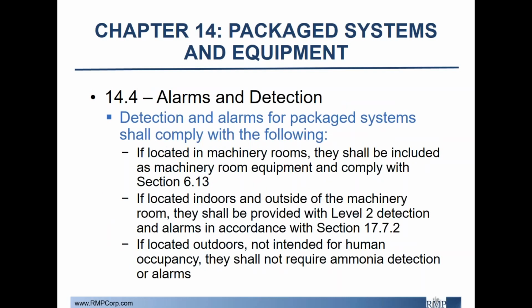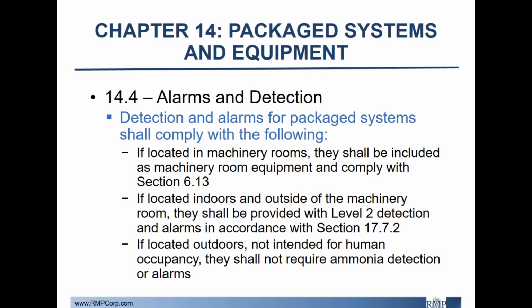Next, we'll talk about alarms and detection. Detection alarms for package systems shall comply with the following information. If they're located in machinery rooms, they shall be included as machinery room equipment and comply with section 6.13. Section 6.13 discusses ammonia detection and alarms and states that a detector shall activate an alarm that reports to a monitored location, and audible and visible alarms should activate.